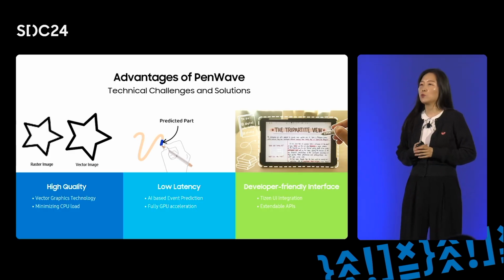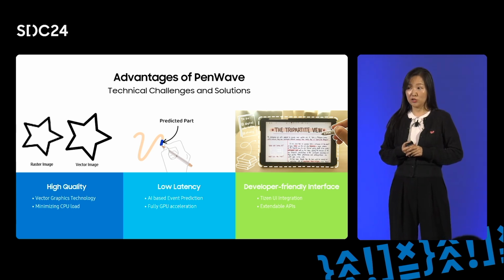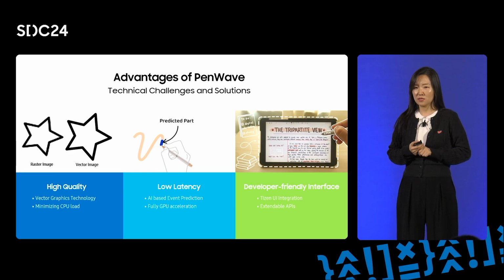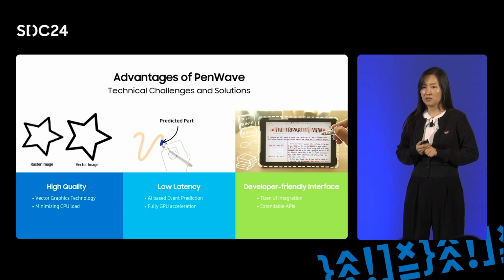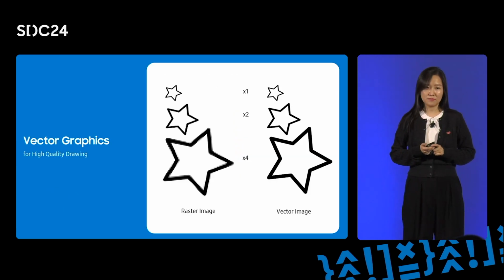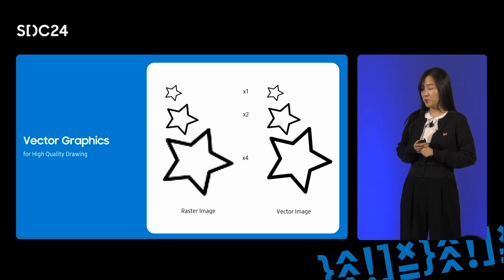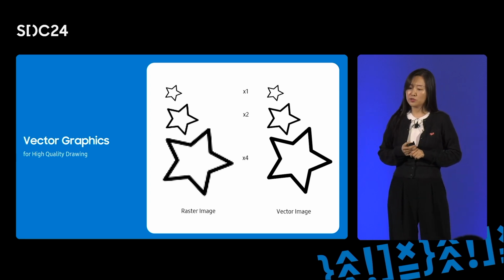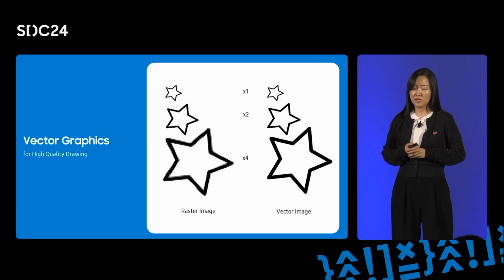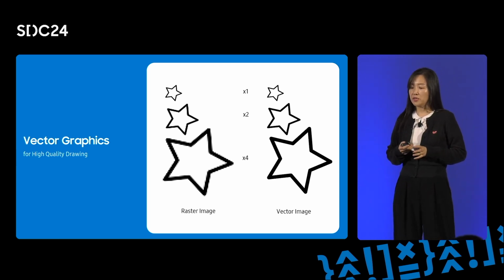In developing the PenWave engine, we faced three key challenges: ensuring high quality, maintaining low latency, and creating a developer-friendly interface. Let me explain how we address them. First, high quality. To achieve superior visual quality, we used a vector-based approach. This ensures every stroke, line, and shape remain clear, no matter how much you scale it.